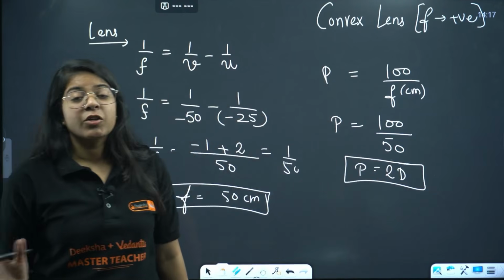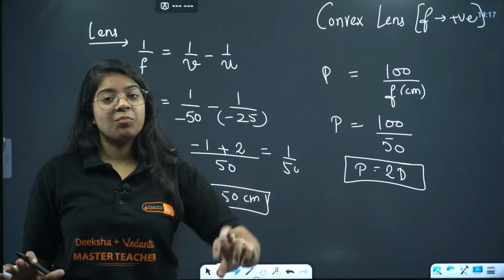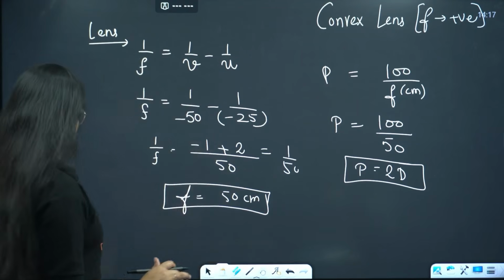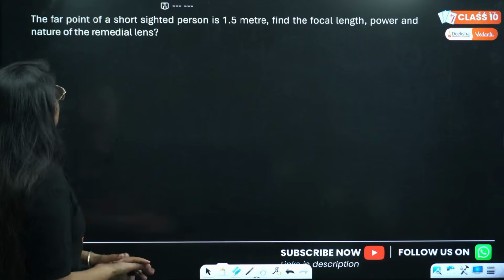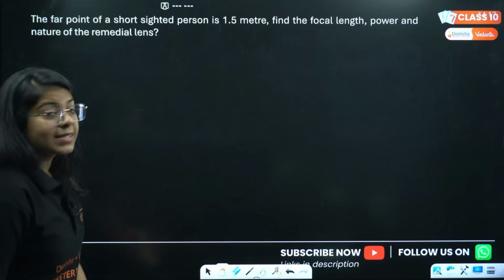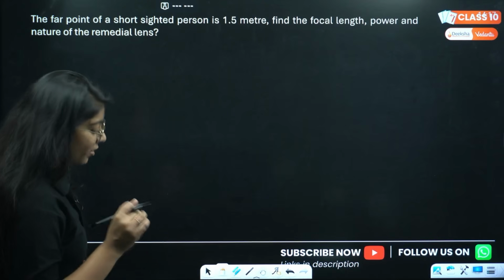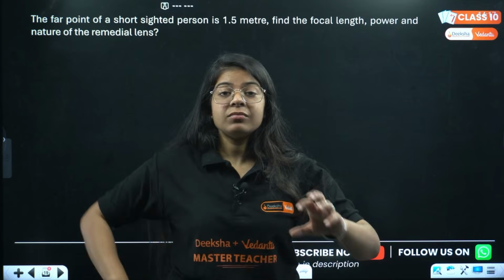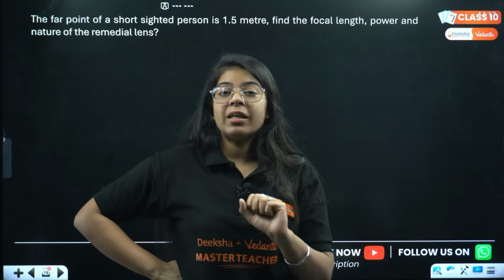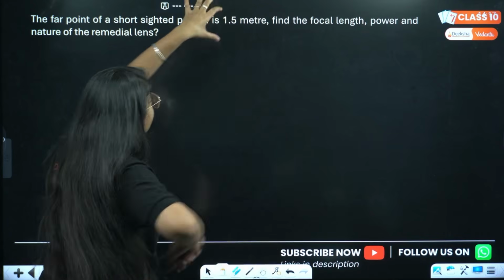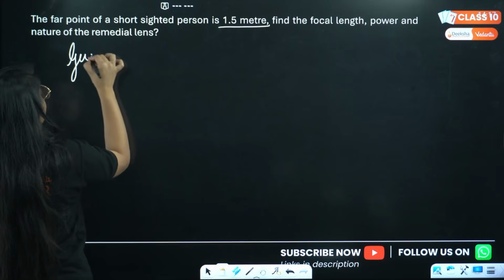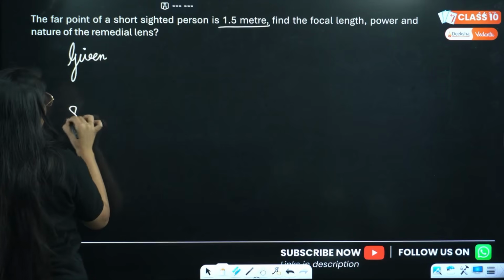Very easy. You just had to decipher what is the near point, what is the V, what is the U. Done? Okay, let's move on to the next. The far point of a short-sighted person is 1.5 meter. See, the same question. I told you, whenever the far point or the near point is given, the given far point 1.5 meter will always be V.